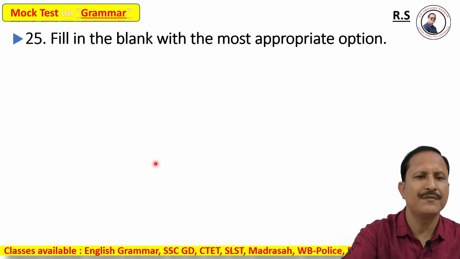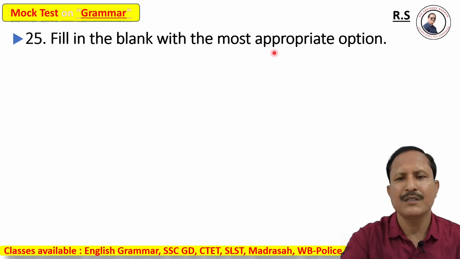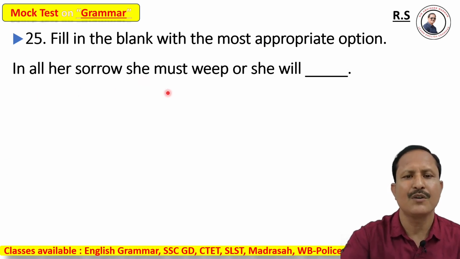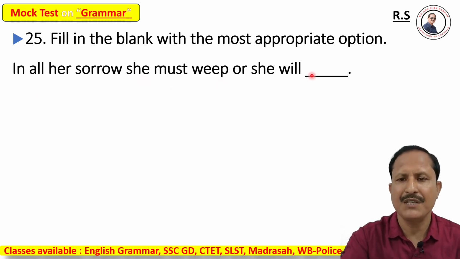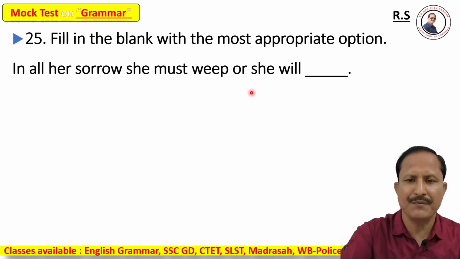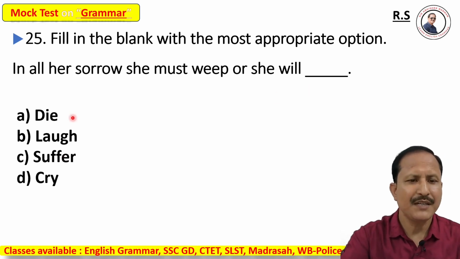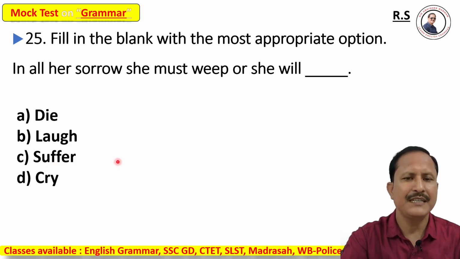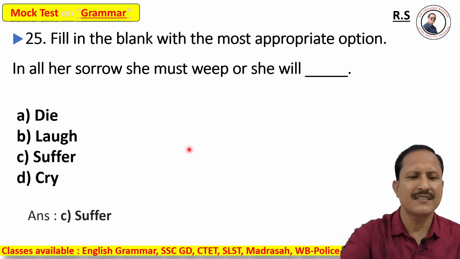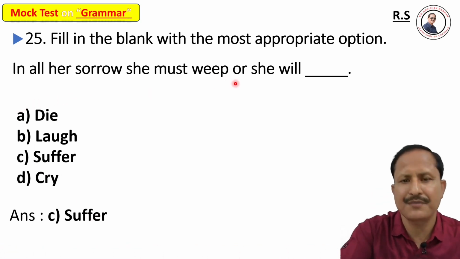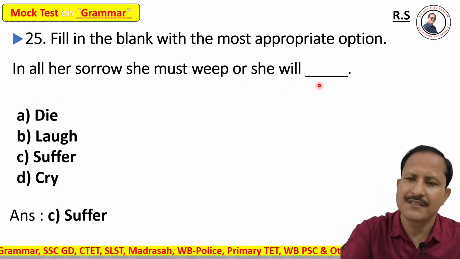Question number 25. Last question. Fill in the blank with the most appropriate option. In all her sorrow, she must weep or she will dash. Option A, die. Option B, laugh. Option C, suffer. Option D, cry. The right answer is option C, suffer. In all her sorrow, she must weep or she will suffer.